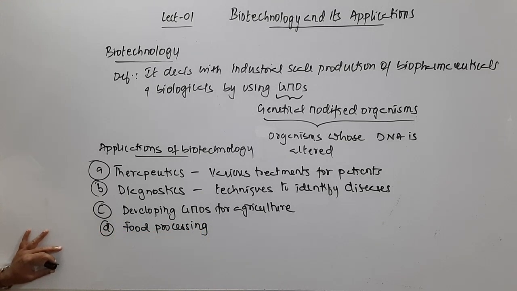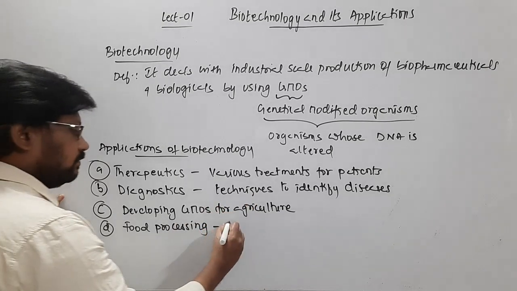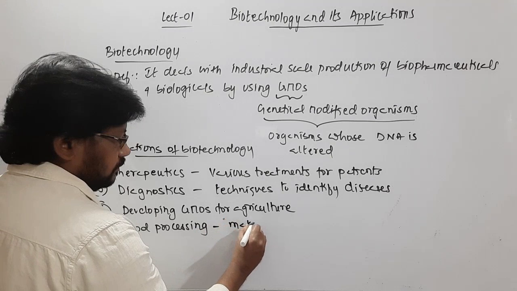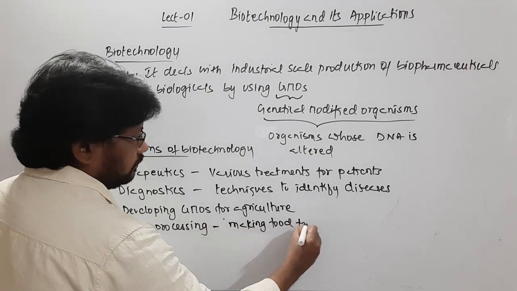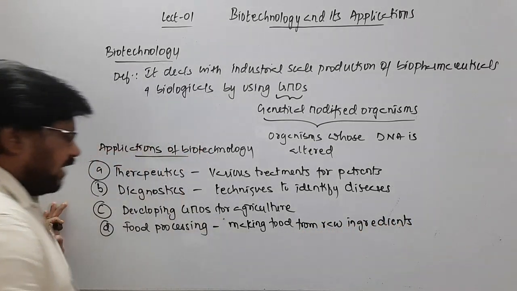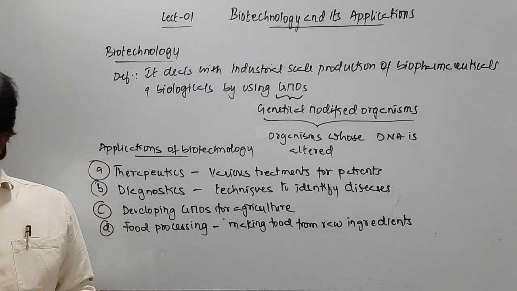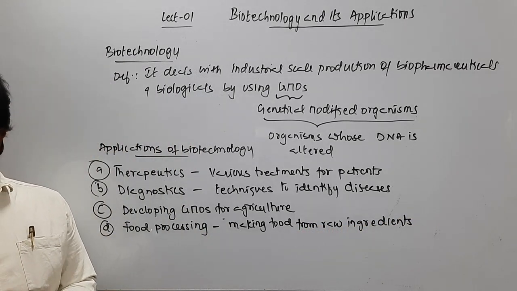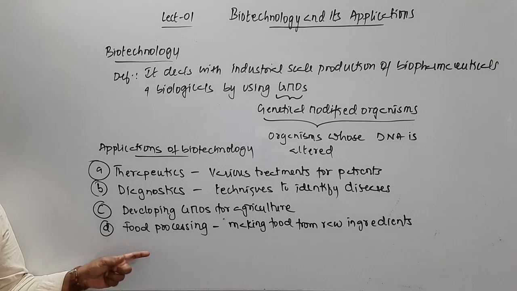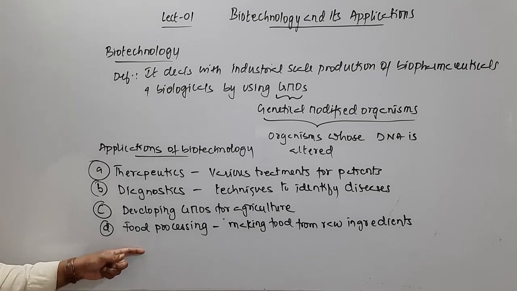Food processing is the procedure where raw ingredients are transformed into food. So here we are making food from raw ingredients, like the manufacturing of potato chips and many other kinds of foods that are already readily available in the market. Some of them will come under these food processing processes. So making food from raw ingredients is food processing.